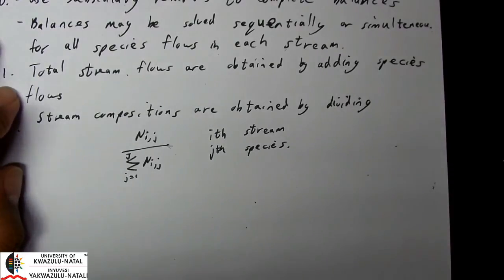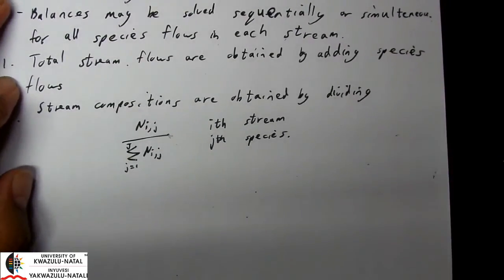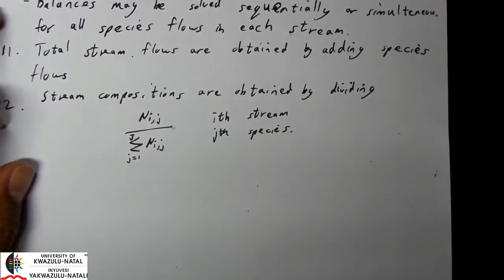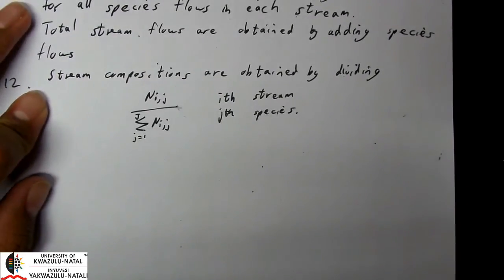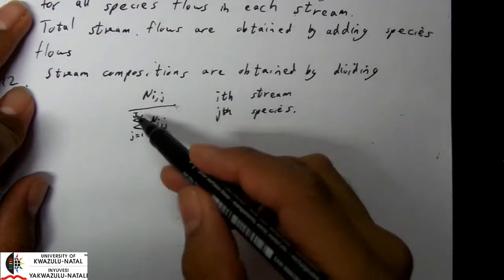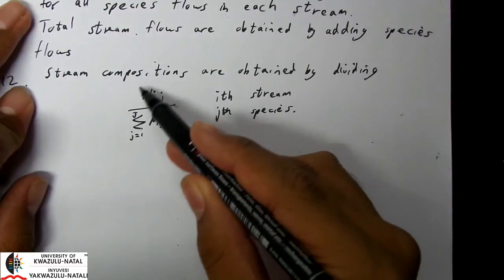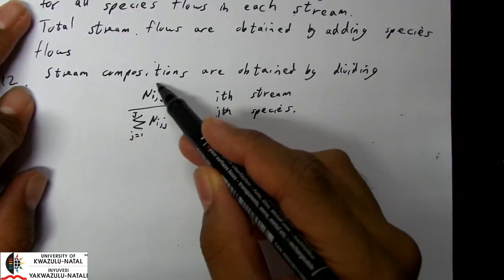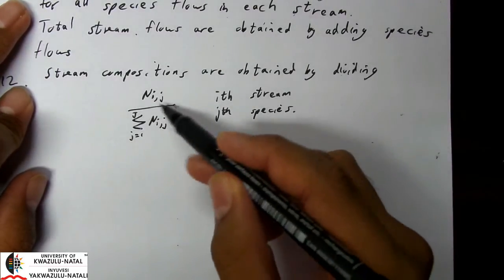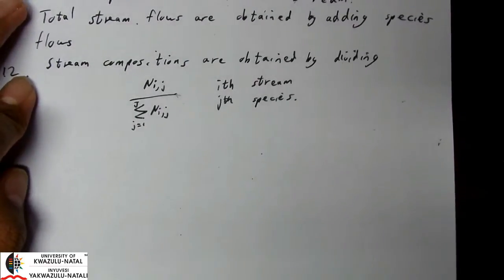Total stream flows are obtained by adding species flows, of course, and stream compositions are obtained by dividing your particular species flow rate over the total flow rate.